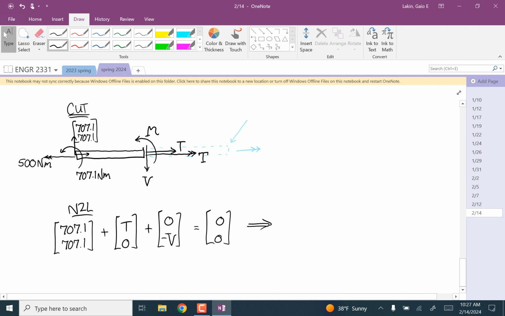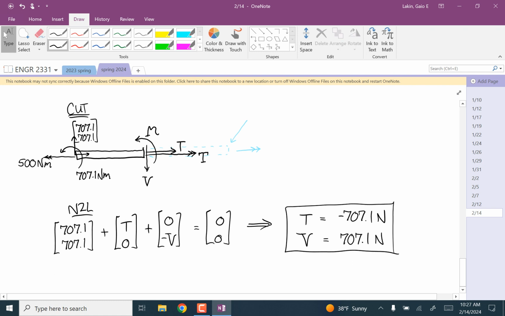Okay, so the x equation says T is equal to negative 707.1 newtons. So at this point, is it in tension or compression? Compression, yep. Positive is tension, negative is compression. And then V is equal to positive 707.1. So those are our two internal forces.